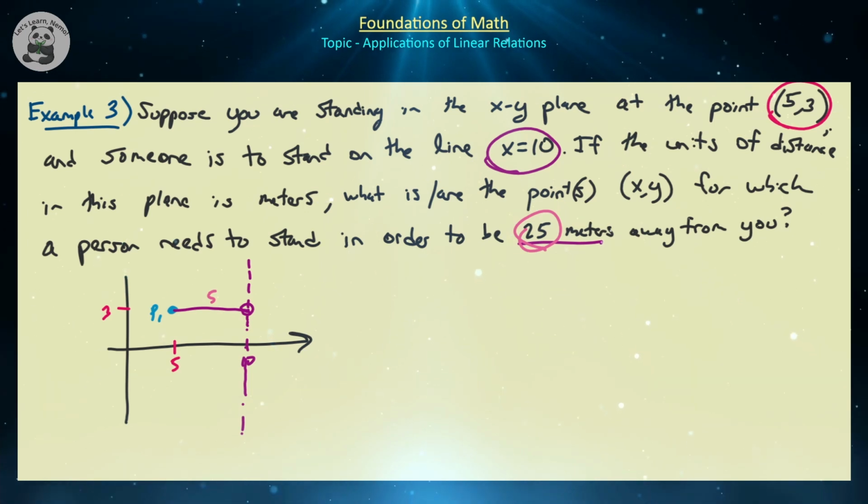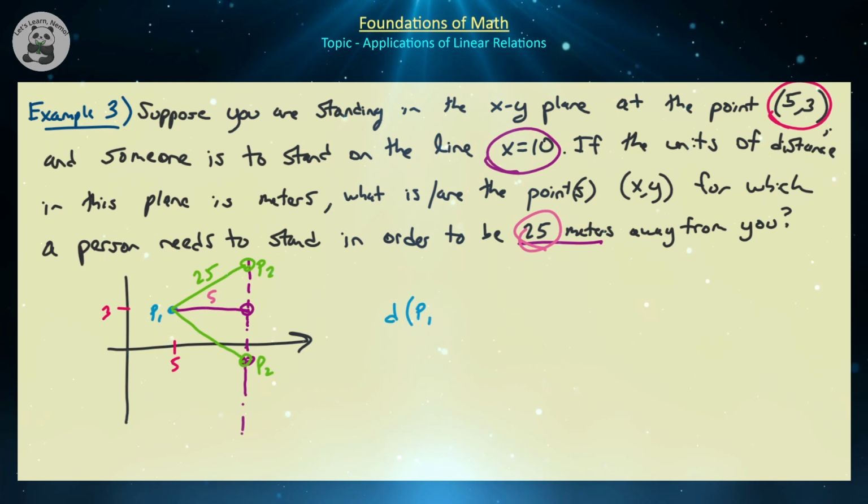Therefore, we need to find the point or points such that the distance between person 1 and person 2 is equal to 25. And you should be able to at least intuitively see that there should be another point down here somewhere as well for which that person could stand and still satisfy the given requirements, i.e. we need to find the point P2 that satisfies the equation. The distance from P1 to P2 is equal to 25 meters.